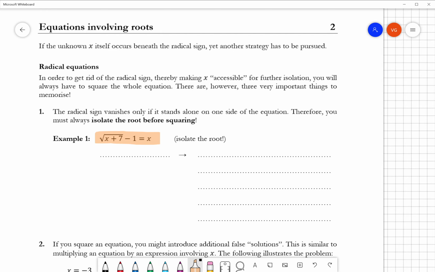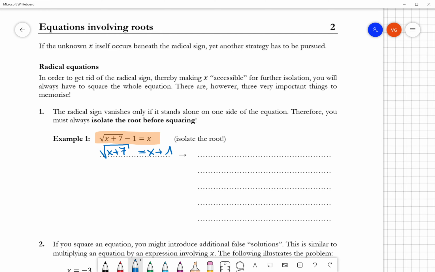But if you squared now, on the left-hand side, you would have to use the perfect square formula, right? It's a binomial, a root minus 1 all squared. This is something you might not voluntarily want to expand. So let's first get the root on one side before we square. We isolate the root by adding 1 on both sides of the equation. We end up here, okay?